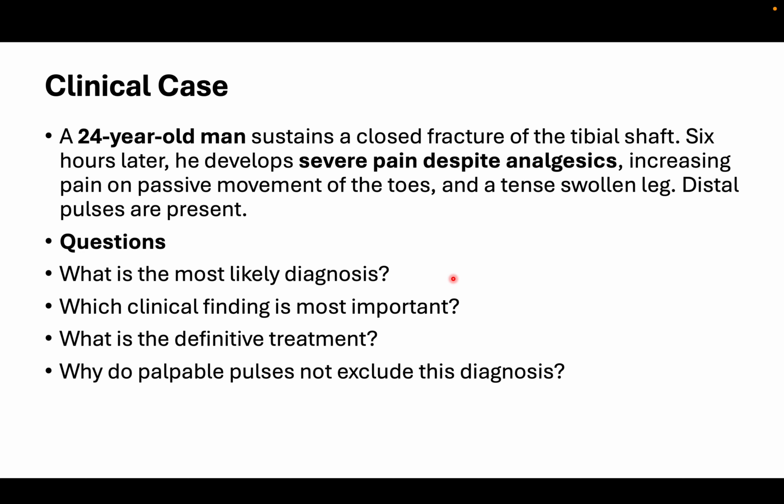So the likely diagnosis, as we are discussing, is compartment syndrome, because there is severe pain, a history of trauma, and pain on passive movement of the toes. The important clinical finding is the pain on passive movement of the toes. Definitive treatment: you do the fasciotomy. Why do palpable pulses not exclude it? If you feel the pulse distally and still there is a tense swelling and pain on passive movement, it is compartment syndrome unless excluded.